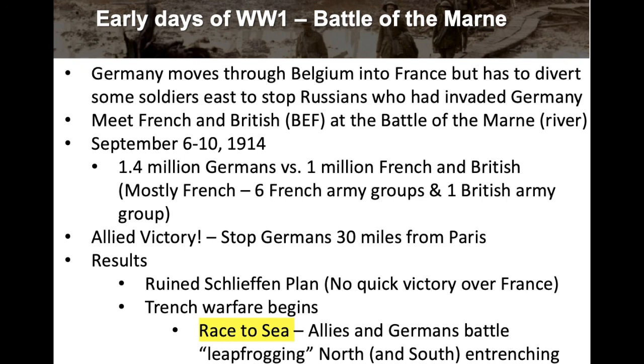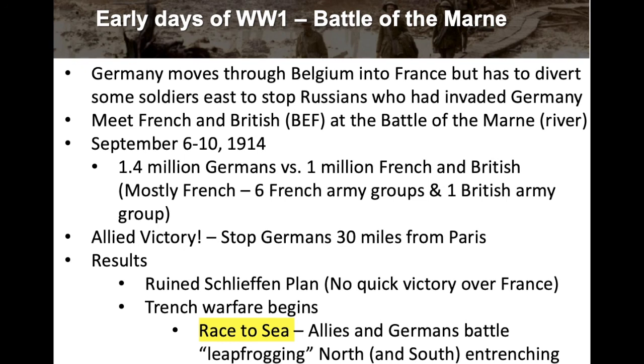It was mostly French. There were six French army groups and one British army group. Again, the British were still mobilizing on the island of England, and they're still trying to get their armies together. But the French and the British meet at the Marne River to fight against the Germans, and here's the numbers. 1.4 million Germans versus 1 million French and British. Massive numbers of people, and this is just the beginning.